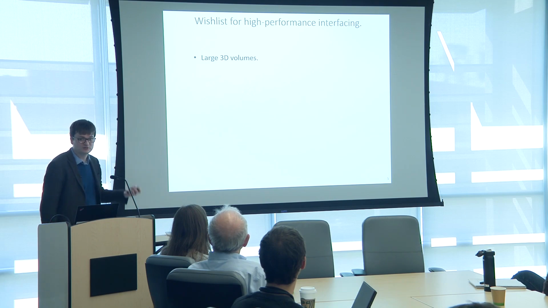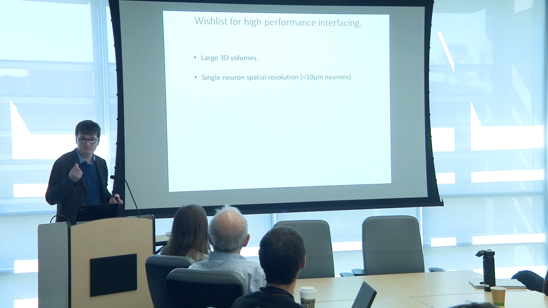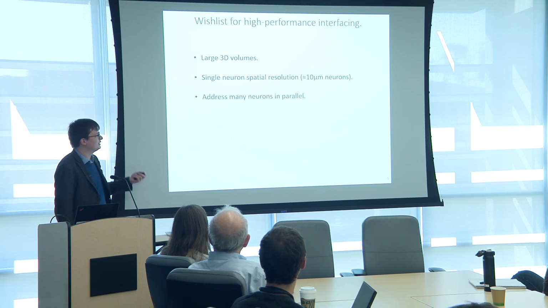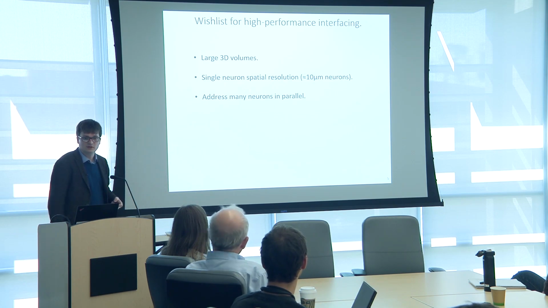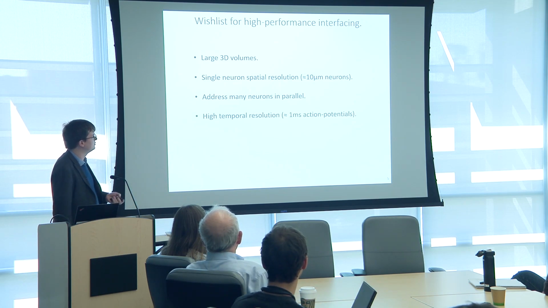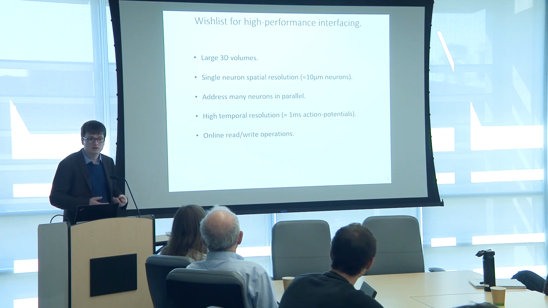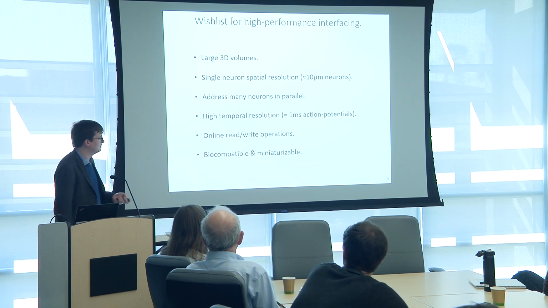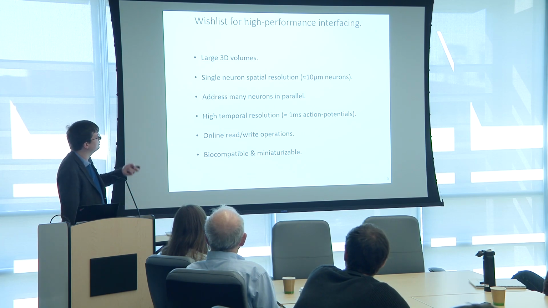They want to be able to do that in 3D, in large 3D volumes. That's because the neural code is distributed. They want single neuron spatial resolution. That is because two neurons that may be next to each other might completely encode different information. They want to be addressing many neurons in parallel. That's because the neural code is involving many neurons at once for any basic function. And with the temporal resolution we've been talking about, and ideally online to perform read and write operations, the conversation, responding to the brain as the activity is ongoing. And ideally biocompatible and miniaturizable, why not? This is the whole list of things to do.